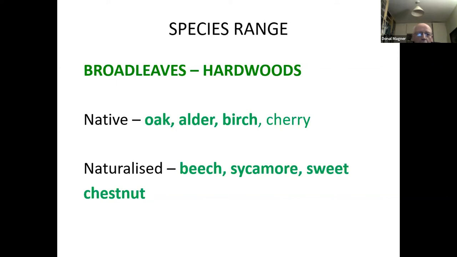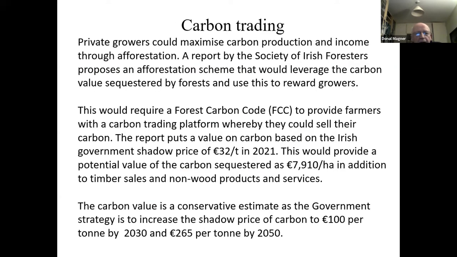There's no doubt that oak has tremendous value, but we're talking about rotations of over 100 years. Alder and birch are shorter, and cherry shorter as well. But I think we've forgotten about the naturalized species like beech, sycamore, and sweet chestnut, which also have value.